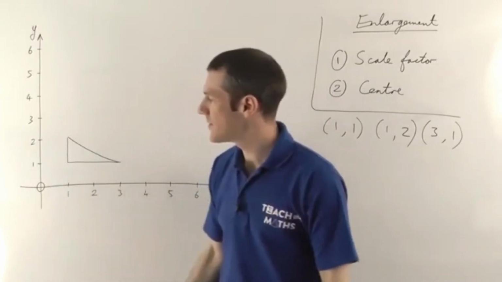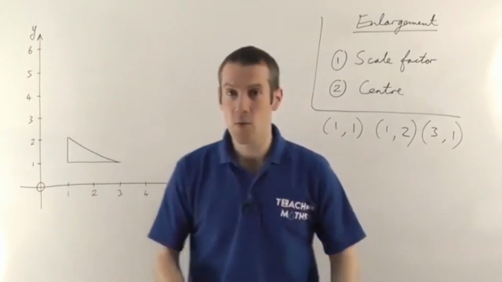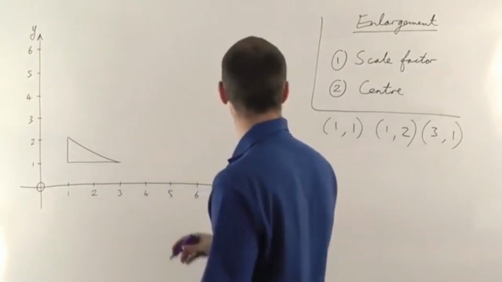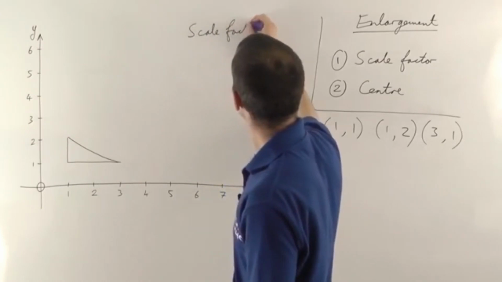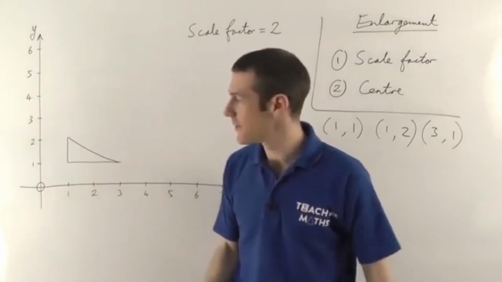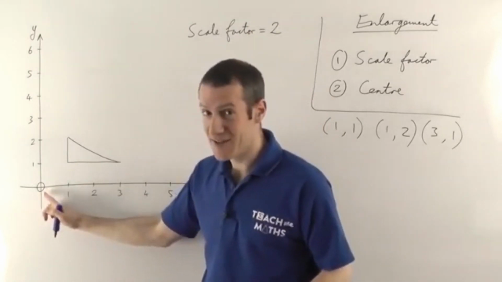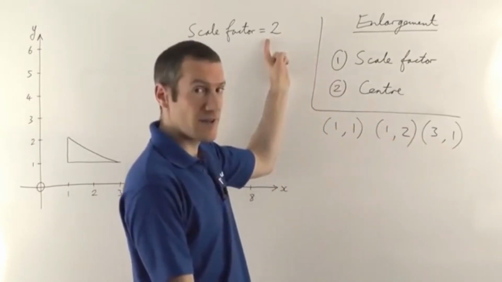Now, if the centre of enlargement is the origin, then whatever the scale factor is, so let's imagine we have a scale factor of 2 for our first one. So everything's going to get twice as big. As long as the centre is the origin, you just times all of your coordinates by the scale factor.